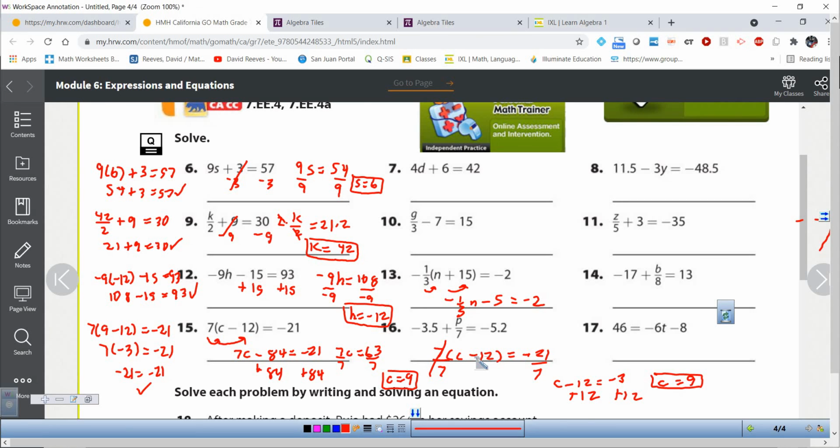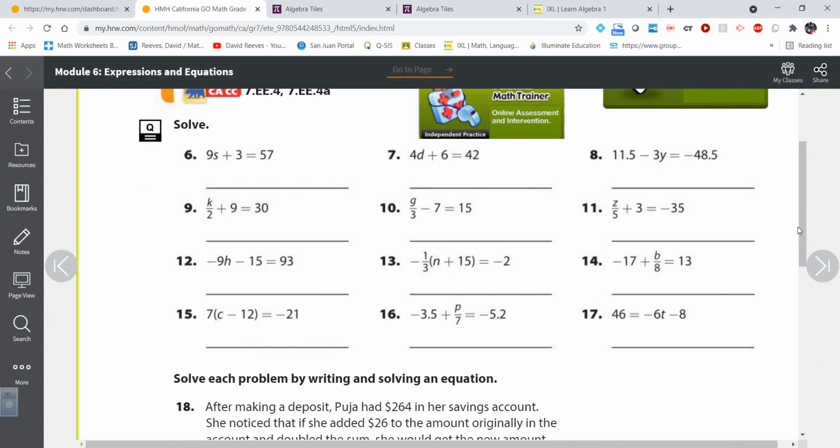The problem with that method is it only works well when that number on the right side is a multiple of that factor on the left side. Distributing will always work. So my recommendation is when you have parentheses as part of your equation, go ahead and just distribute and then solve from there. Simplify before you solve is what I like to say.